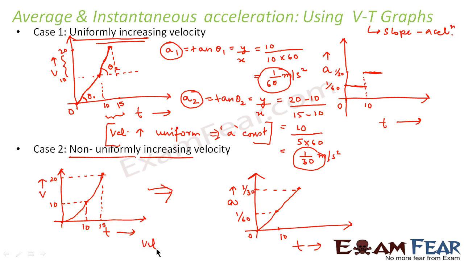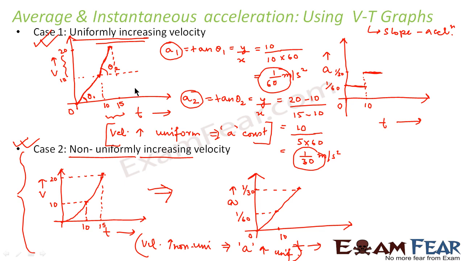So when the velocity is non-uniformly increasing, in that case the acceleration increases uniformly. So I just demonstrated case 2 in order to show you how the acceleration time graph is plotted when the velocity time graph is non-uniform. So from this curve which we plotted initially, that is the uniformly increasing velocity, from here we found the average values of acceleration, and we also found that they match with the values which we calculated in the previous slide.